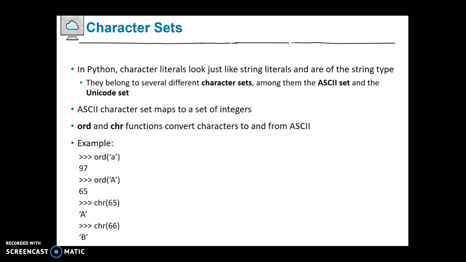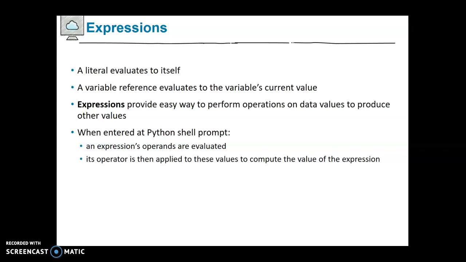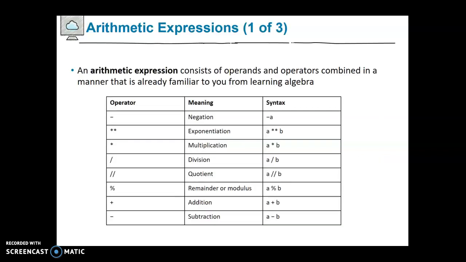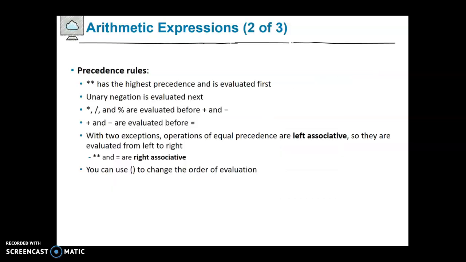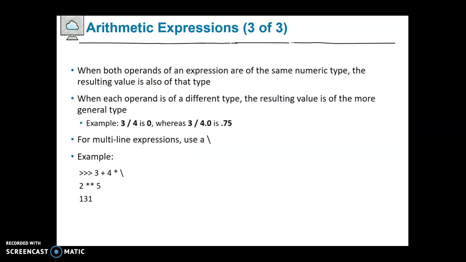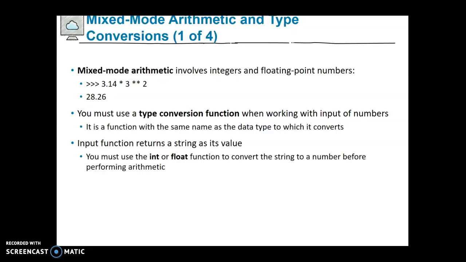So let's keep going. A literal evaluates to itself. A variable reference evaluates to the variable's current value. Expressions provide an easy way to perform operations on data values to produce other values when entered at the Python shell prompt. More arithmetic expressions, precedence rules. This might be very important for you guys. When both operands of an expression are of the same numeric type, the resulting value is also that type. Okay, good to know.